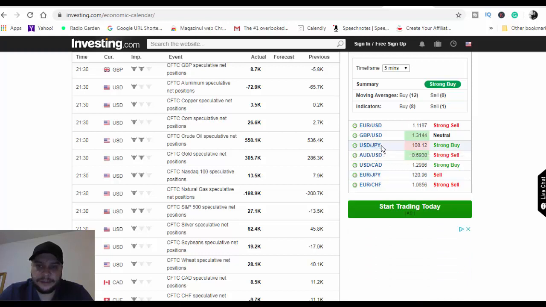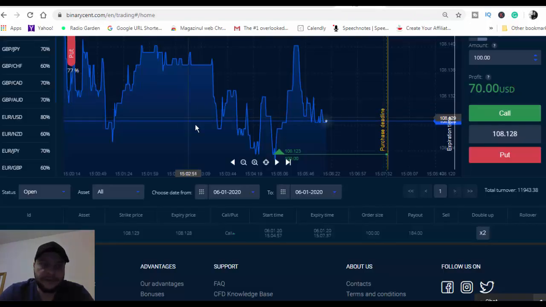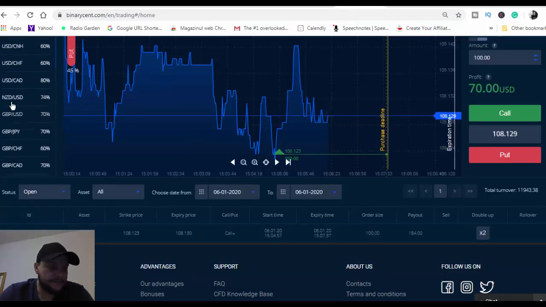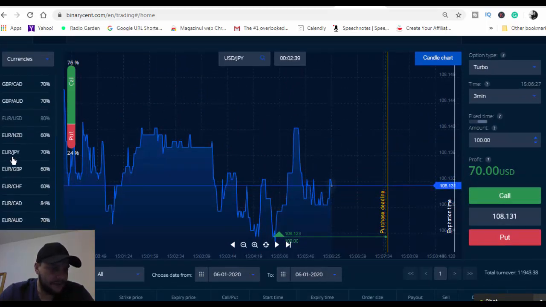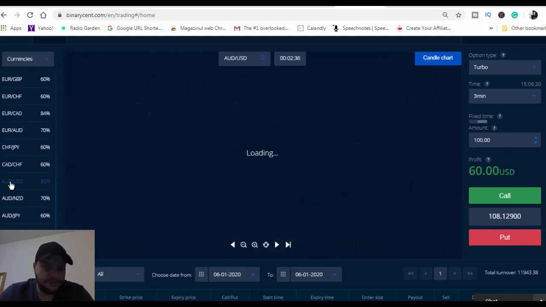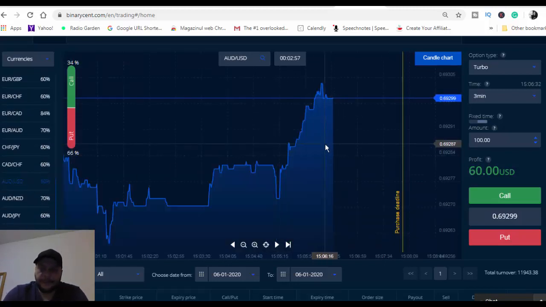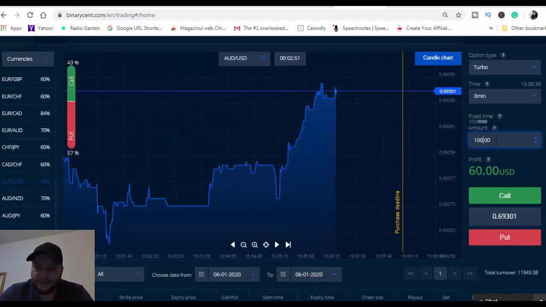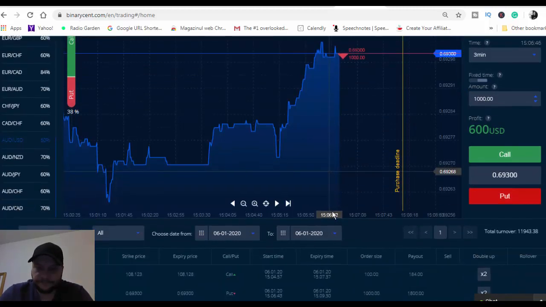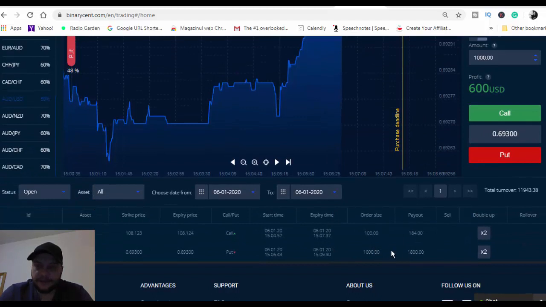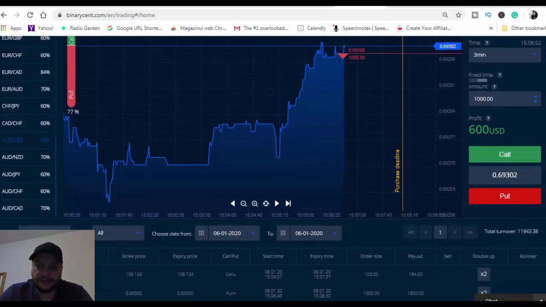US dollar Japanese yen, AUD USD. It's a strong sell. Let's go and see AUD USD. This is it. AUD USD, it's a strong sell. Yes, it's up here. Let's put here 1000 because I want to recover, and click on put. And we have it here, and the return will be 1800.